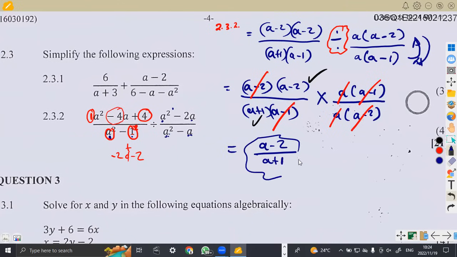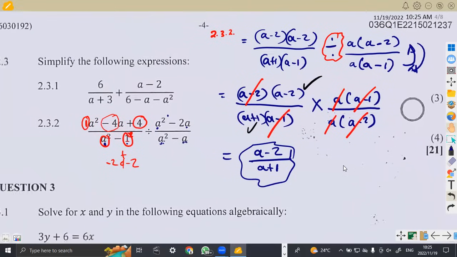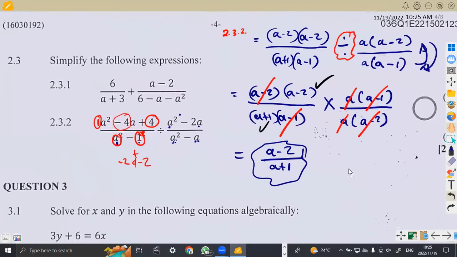So this was the final answer that we are supposed to have for you to have 3 marks. And guys, just take a closer look, 21 marks on question 2. This was a lot of marks, but I think we now know what was supposed to be done.